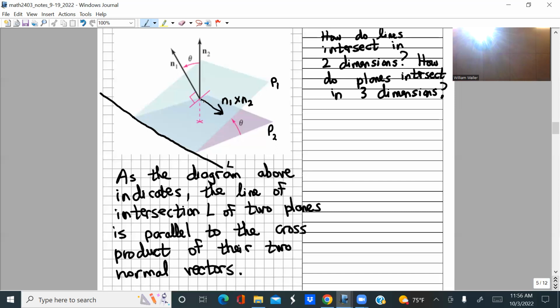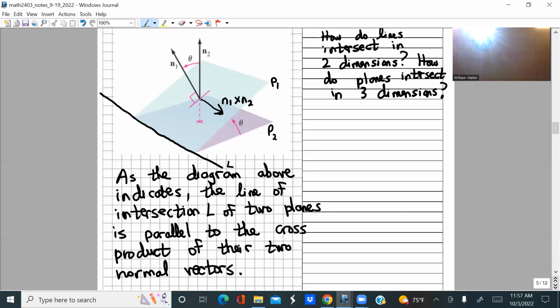So that's why in this picture, where I've got these two vectors N1 and N2, when I computed their cross product, it's perpendicular to both N1 and N2. That's one of the purposes of creating cross products, to find perpendicular vectors like this one. It turns out, and the picture sort of illustrates it, that this cross product will be parallel to the line of intersection of the two planes. So that means you can use the cross product as the direction vector for the line.